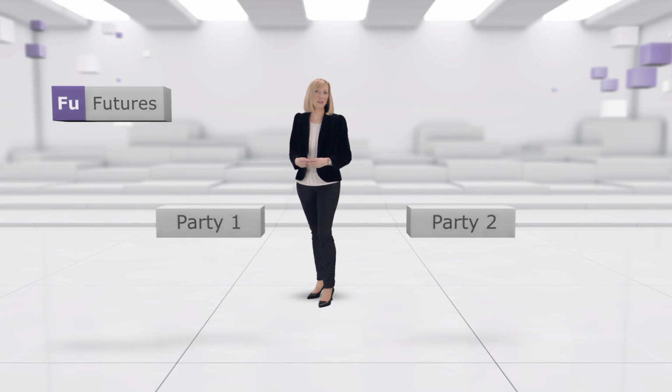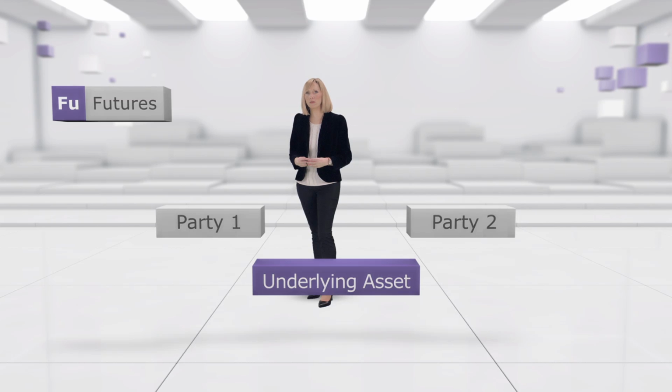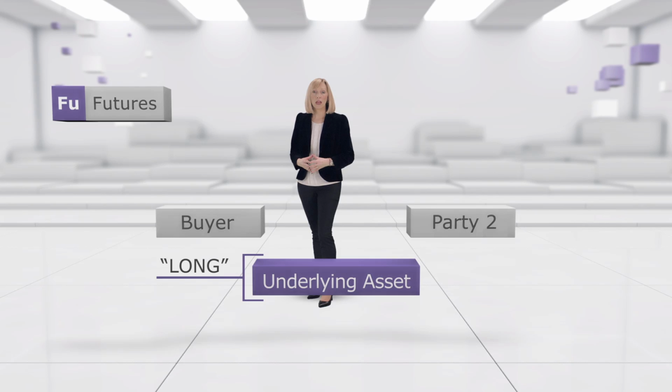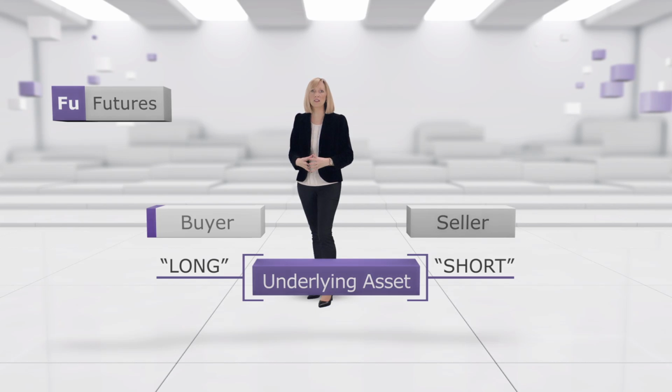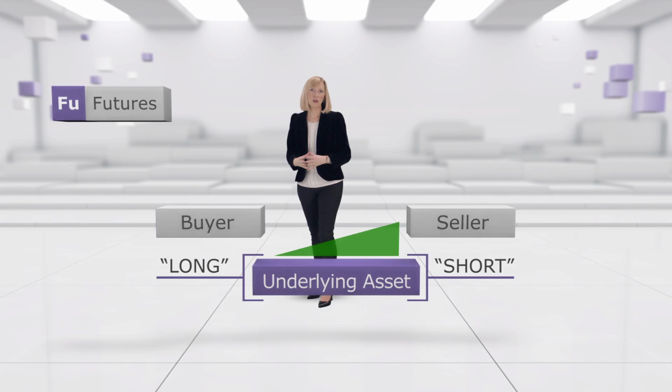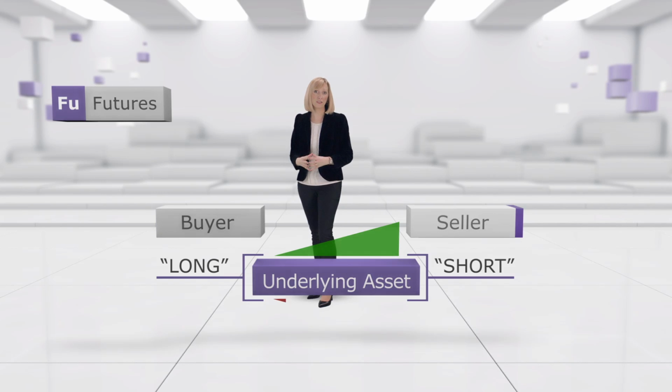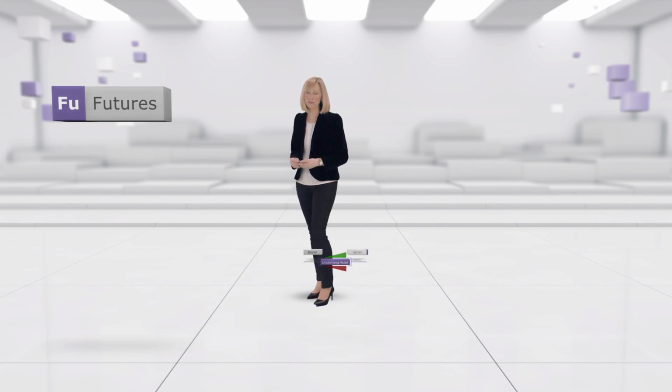The party agreeing to buy the underlying asset in the future, the buyer of the contract, is said to be long, and the party agreeing to sell the asset in the future, the seller of the contract, is said to be short. The terminology reflects the expectations of the parties. The buyer hopes or expects that the price of the underlying asset, and therefore the futures contract, is going to increase, while the seller hopes or expects that it will decrease.